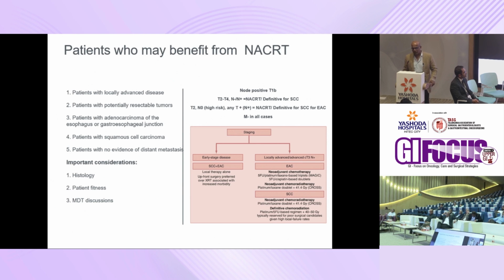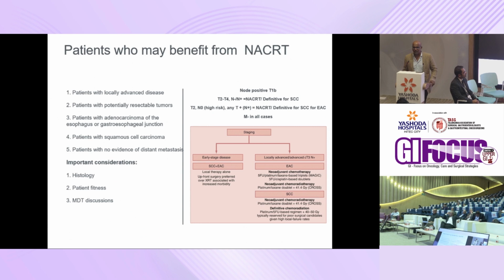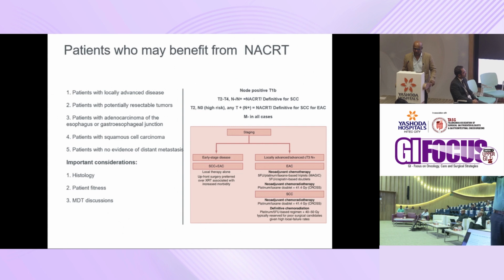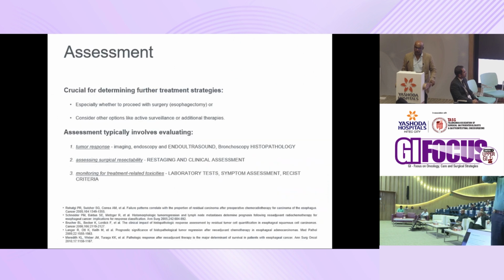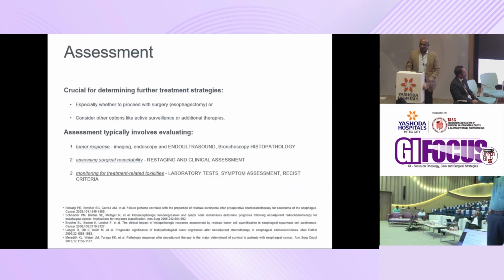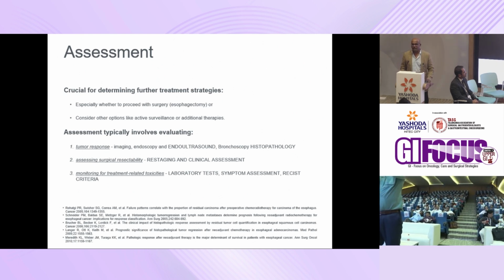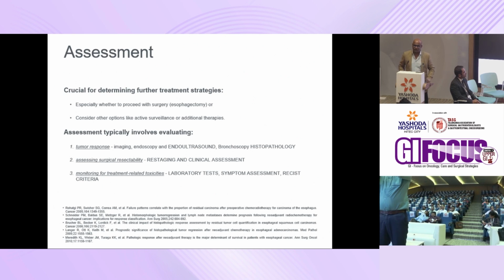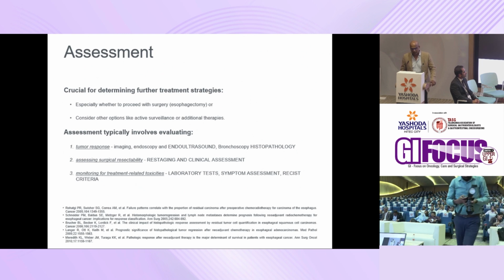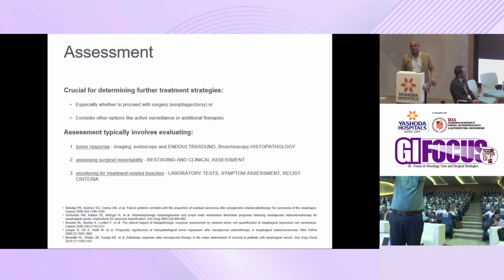Otherwise, for T1B and all T stages up to T4A, we give neoadjuvant chemoradiation, which is superior to chemotherapy alone in the neoadjuvant setting. T4B anyway is distant metastasis, so we give definitive therapy there. So why do we need to assess? We need to assess because we want to see whether the patient will benefit from definitive surgery, or if we need to consider active surveillance, or additional therapies in these patients. Depending upon the response rate, we take care of these things.